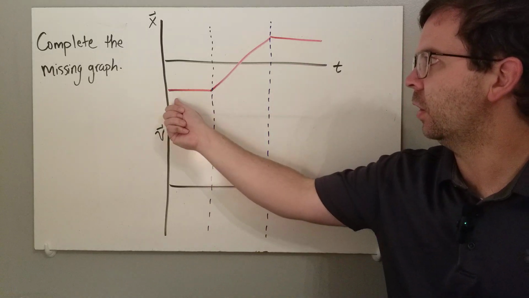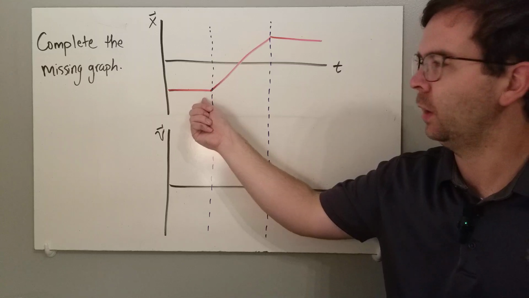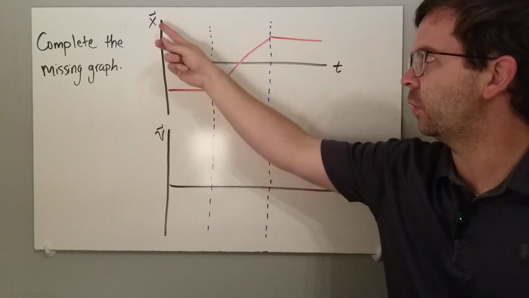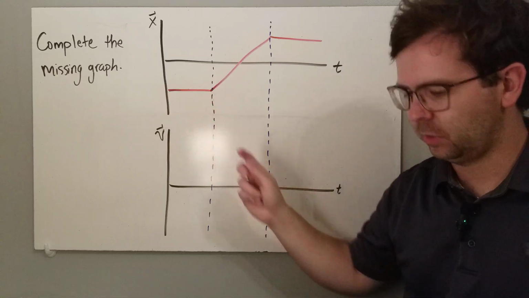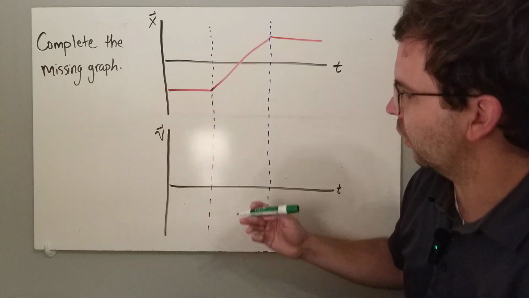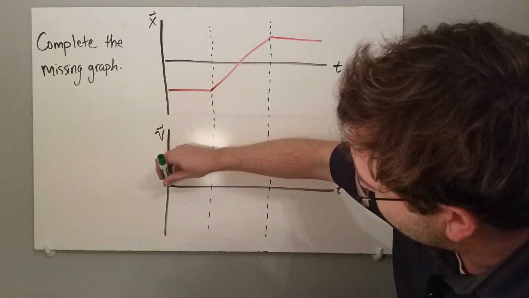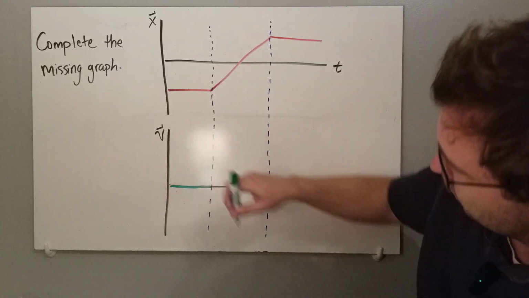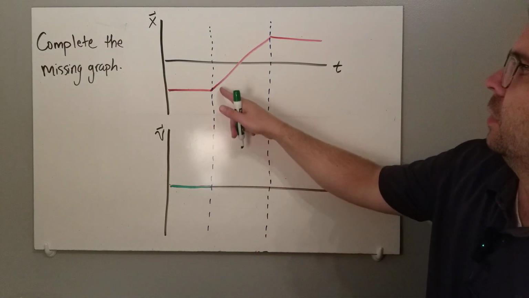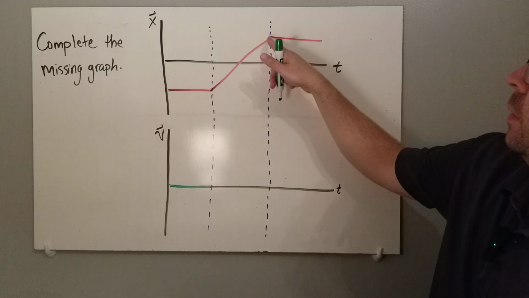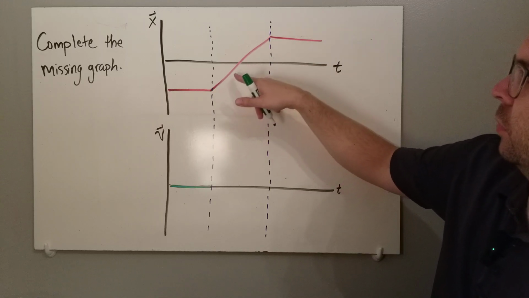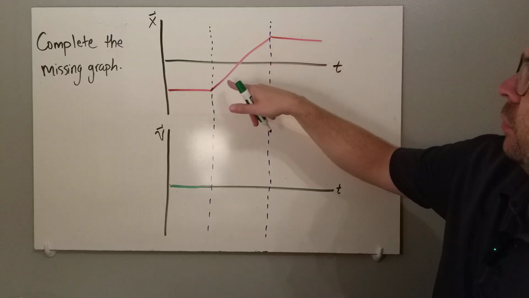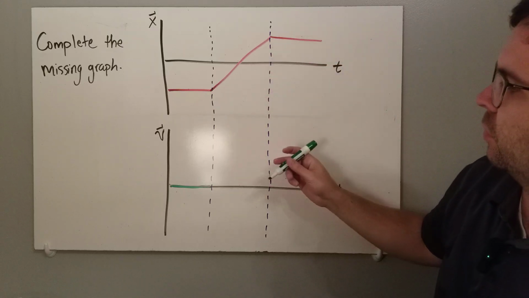So starting off here, what is the object doing in this first section? This is a position versus time graph, so it's staying at the same position, which means it's moving at zero velocity. So for this first section, the velocity is 0. Then we have the object move in the positive direction at a constant speed. The slope is staying the same throughout, and so it's moving at a constant speed in the positive direction.